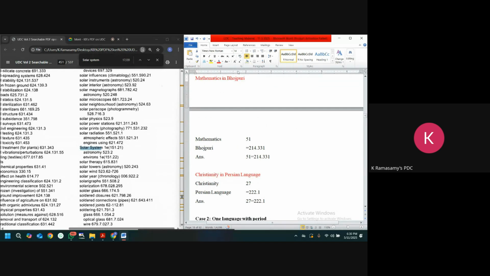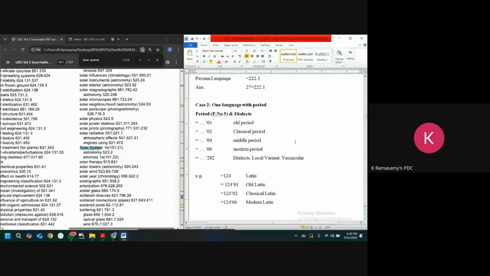Okay, fine. Mathematics in Bhojpuri. What is the number of mathematics? 51. What is the number of Bhojpuri? Equal to 214.331. So what is the answer? 51 is equal to 214.331. Good.